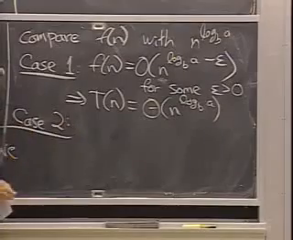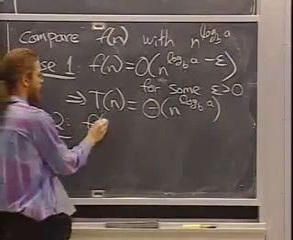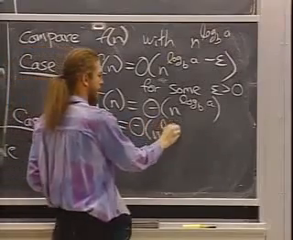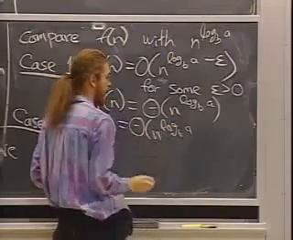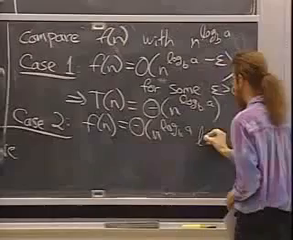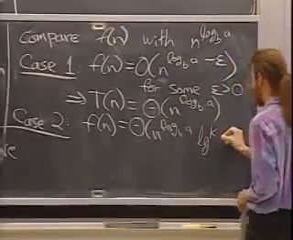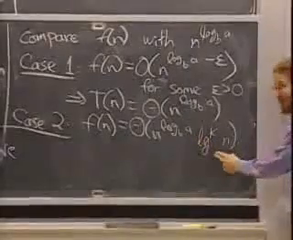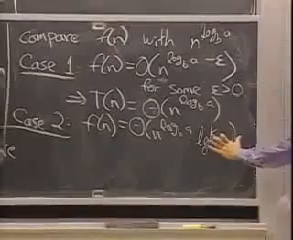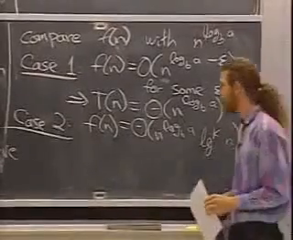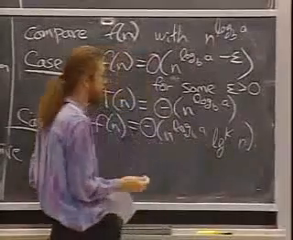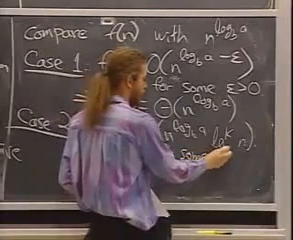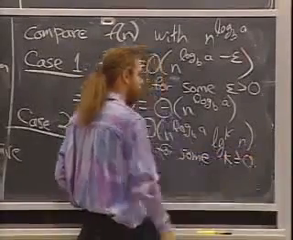Case 2 is when f of n is pretty much equal to n to the log base b of a. And by pretty much equal, I mean up to polylog factors. So this is log base 2 of n to the power k. You should know this notation. So for example, k could be 0, and then they're equal up to constant factors. This is for some k greater than or equal to 0.